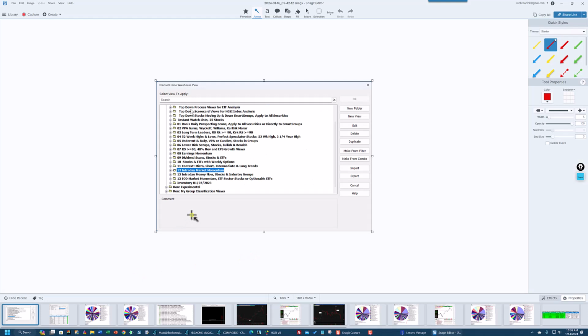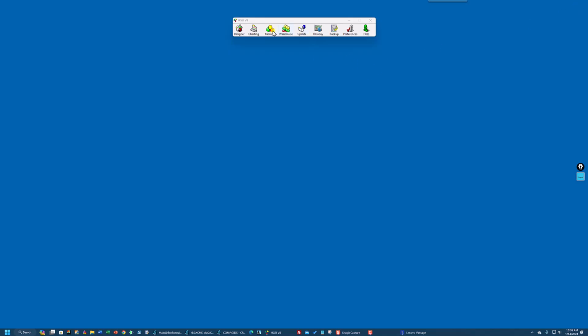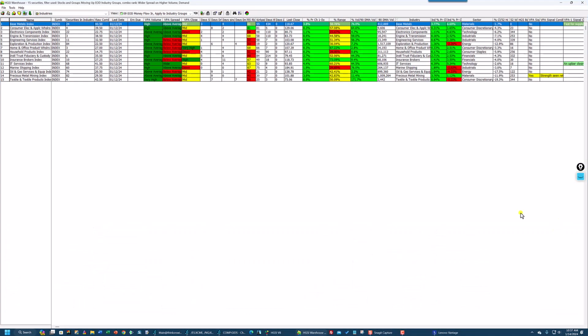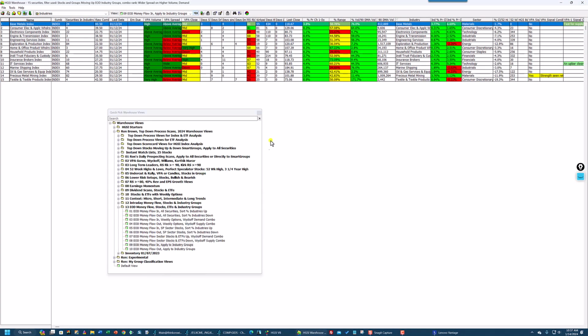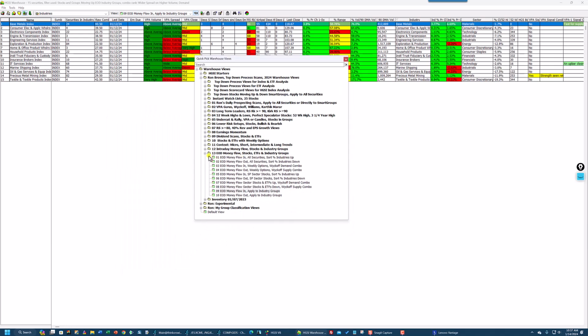Now, this is a screen capture of what I had earlier in the day, but what I've done is I've replaced this intraday market momentum folder with intraday money flow. This is a Snagit capture, and let me show you what I have now. I'll open up my warehouse view, bring this up full screen, and this is what it's going to look like after you install the new add-on.